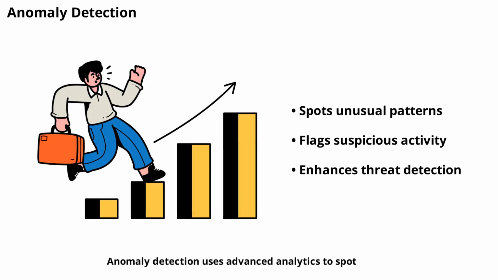Anomaly detection uses advanced analytics to spot unusual patterns in invoice data access or sharing. For example, if a user suddenly downloads hundreds of invoices or tries to send them to an unfamiliar address, the system can flag this as suspicious. Anomaly detection helps catch threats that traditional rules might miss, providing an extra layer of security.